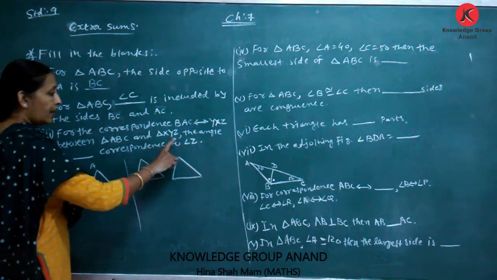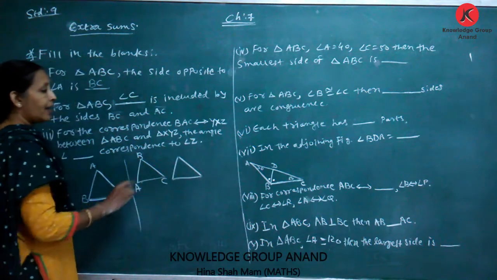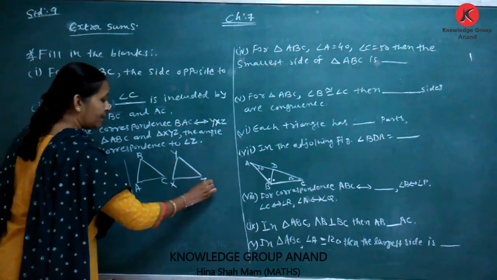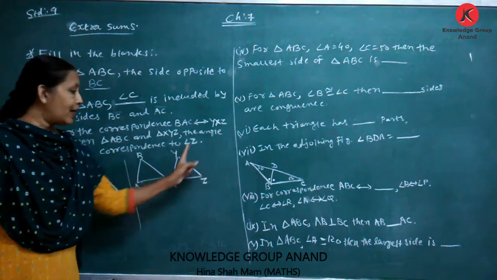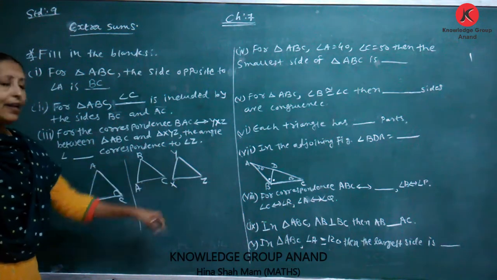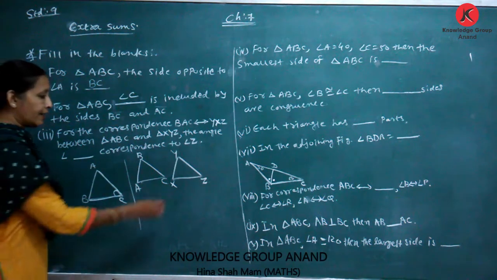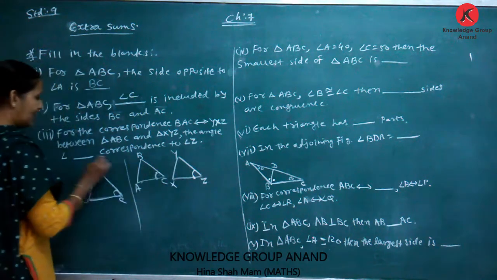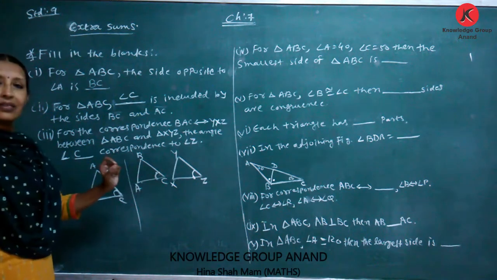For BAC, we write here BAC and YXZ. BAC corresponds to YXZ right here. In triangle ABC and triangle XYZ, the angle corresponding to Z. Which angle corresponds to angle Z? Angle C. Angle C corresponds to angle Z.